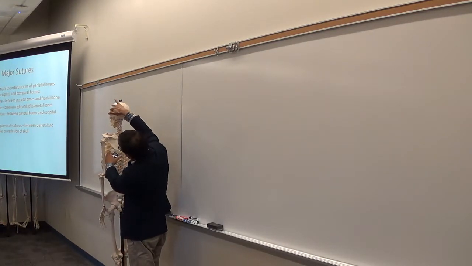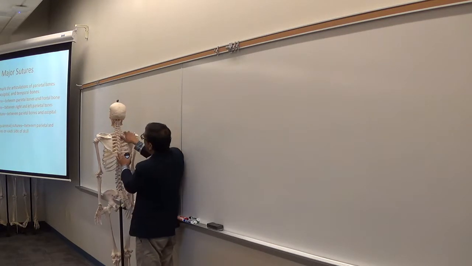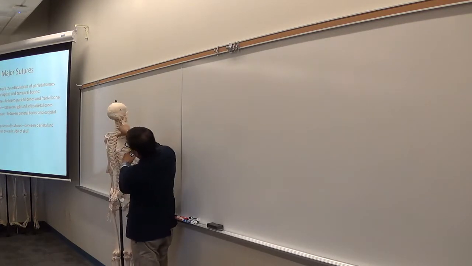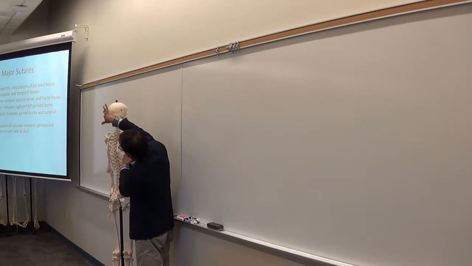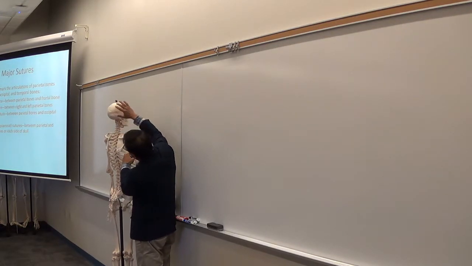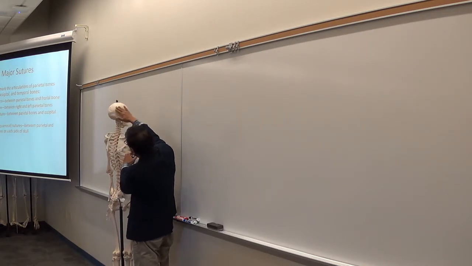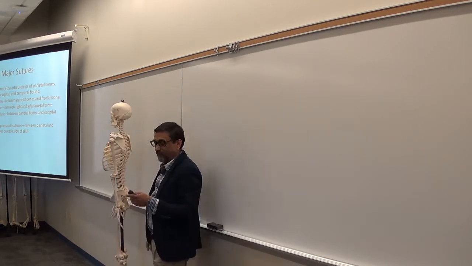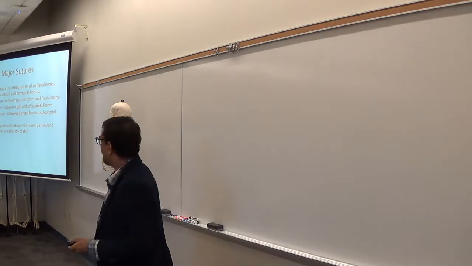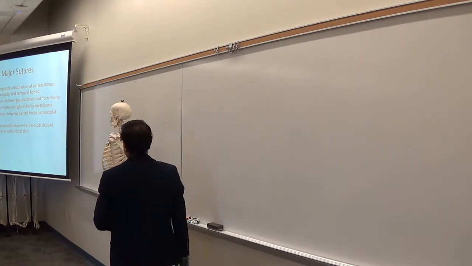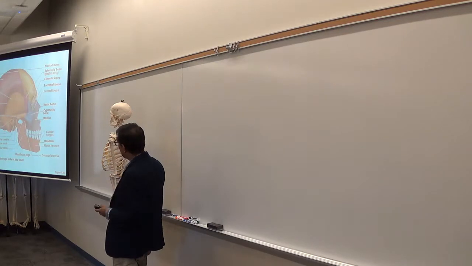Then the squamous suture is here. The squamous suture articulates parietal above and temporal below. So parietal and temporal are articulated by the squamous. Then the lambdoid suture, you can see very clearly here. This is the lambdoid suture that articulates occipital and parietal. So those are the important sutures in the skull. If you know those four, it will be okay.